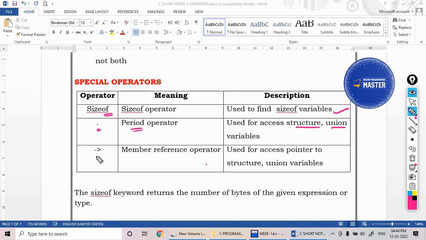And one more operator is the member reference operator. This is also used with structures and unions when we use it along with pointer concepts. Regarding these also, we will see the programming examples in the programming videos. So these are the different operators supported by the C language.